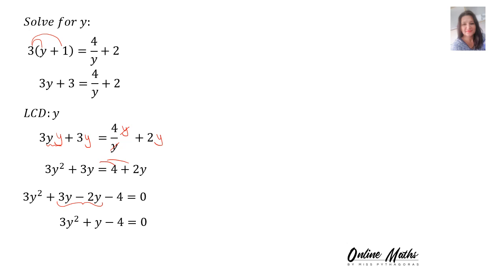Now I have to factorize. This one you will say the factors of 3 are 3 and 1, and the factors of 4 are 4 and 1. And then we want 1 at the bottom. So we say 3 times 1 is 3, 4 times 1 is 4. And can 4 and 3 give me 1? Yes, indeed. Therefore, the factors are 3y plus 4, y minus 1 is equal to 0. And then I split them up. 3y plus 4 is 0, or y minus 1 is equal to 0.